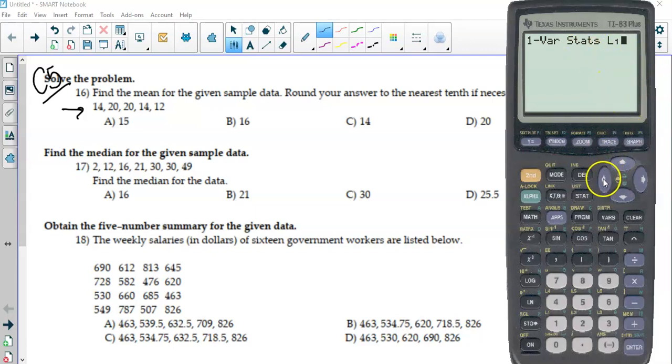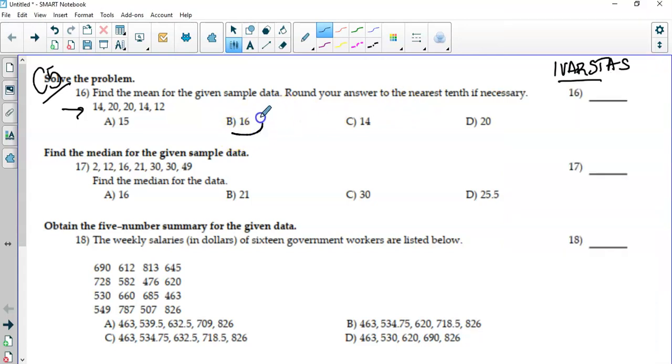If you have an old calculator, you don't have to put in the L1. It will default to L1. Hit enter, and x-bar, this first one up top, that's your mean. It won't say mean, it will say x-bar. And so my answer for number 16 is 16B.